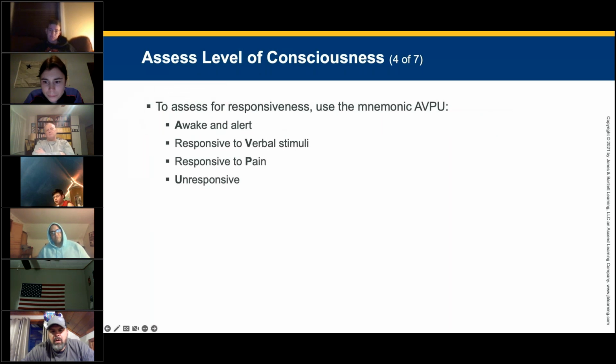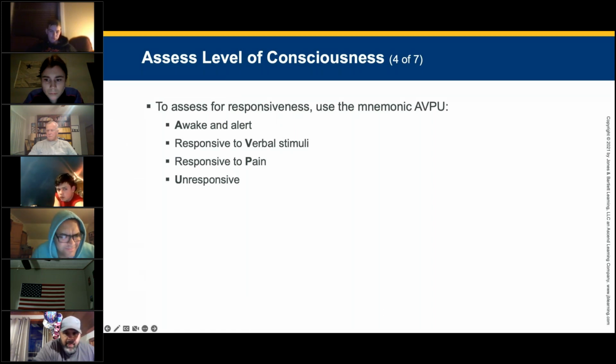To assess for responsiveness, we use the mnemonic AVPU. This is something that you want to write down. This is something you want to remember. This is something you'll use for every patient you talk to in the future. So the AVPU: awake and alert, responsive to verbal stimuli, responsive to pain, or unresponsive. You pick one of these for each patient.